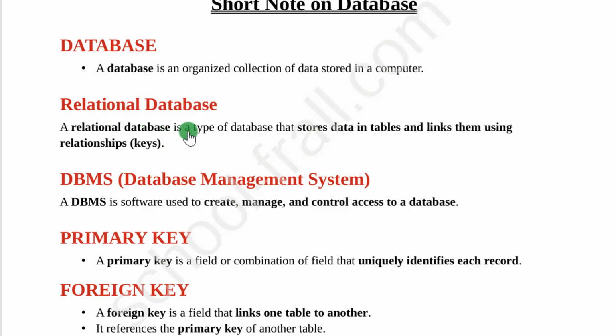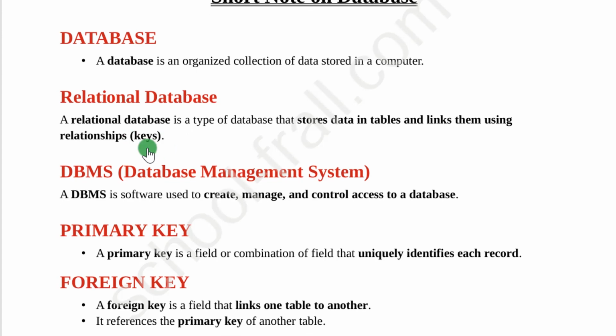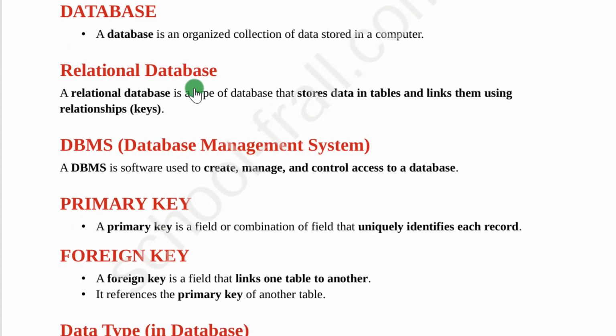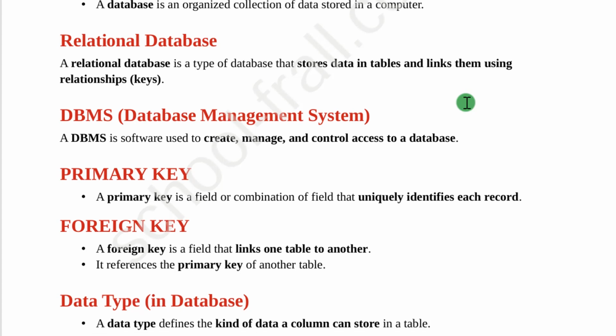A relational database is a type of database that stores data in tables and links them using relationship keys. This is different from flat file database. With this type of database, we have multiple tables and they are linked using what we call keys. We are going to study exactly which type of key is used to connect the different tables. Concerning database, this is what we'll be using. Generally we are not working with flat file, but with a relational database. So take note of that. The definition here is very clear: relational database, multiple tables linked together using keys.